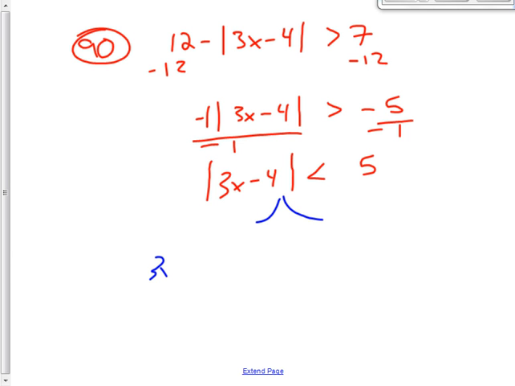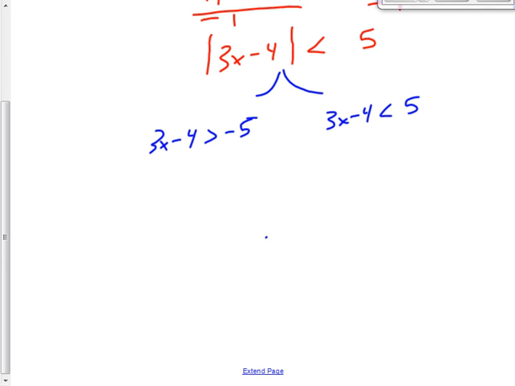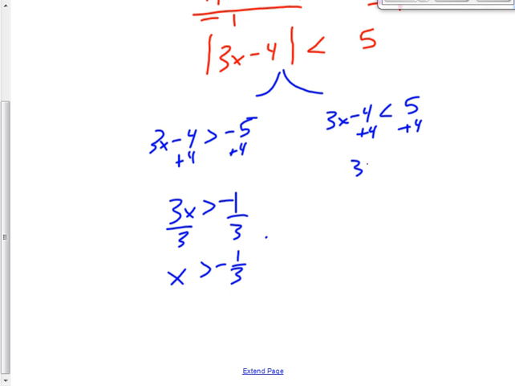I can do 3x minus 4. Switch the sign because I made it negative. And 3x minus 4, keep the sign the same because I'm keeping it positive. Add 4 to both sides. 3x is greater than negative 1, divide by 3. Add 4 to both sides. Divide by 3.